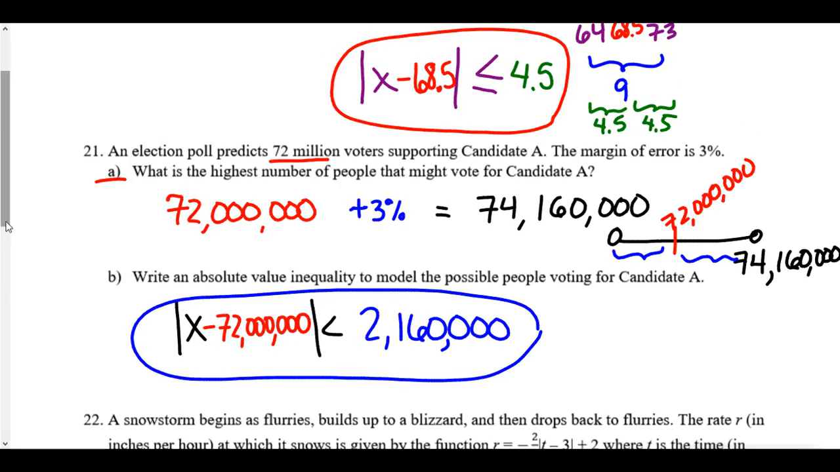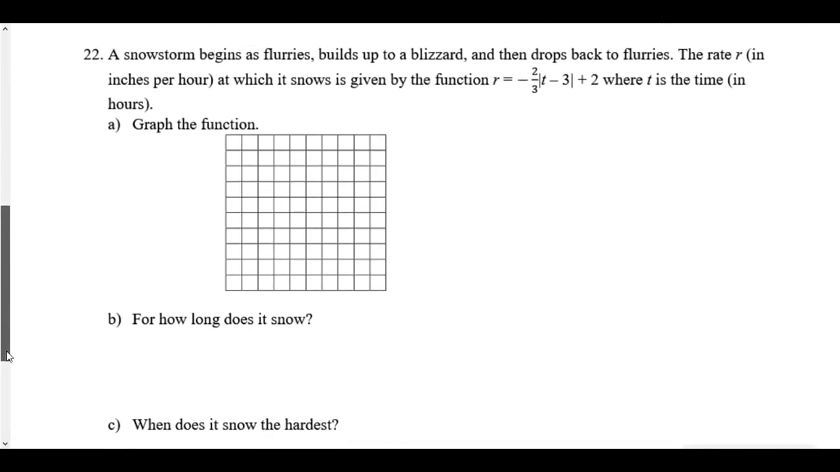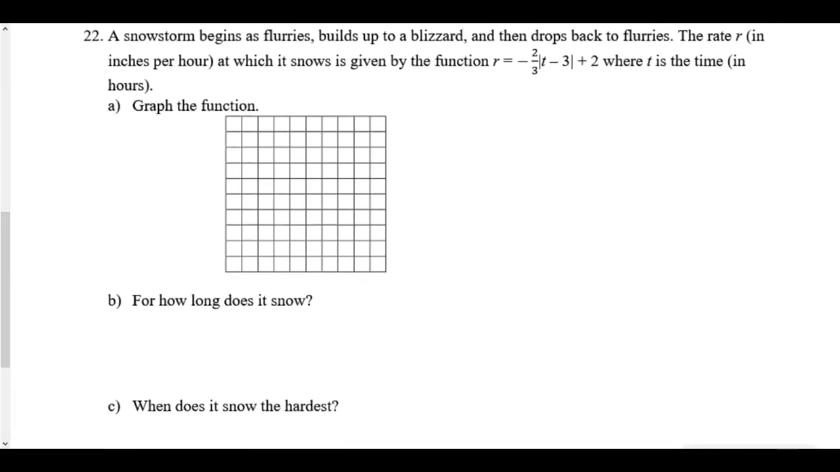All right, let's go down to number 22. That's our last problem here. We've got a snowstorm. It begins as flurries, builds up to a blizzard, and then drops back to flurries. The rate in inches per hour at which it snows is given by this function, where t is the time in hours, and we're supposed to graph the function. So let's start out down here on our x-axis, and that's going to be t in hours. And what kind of hours are going to make sense right here?